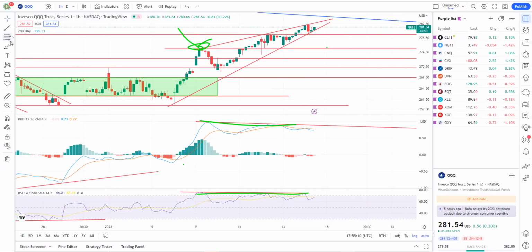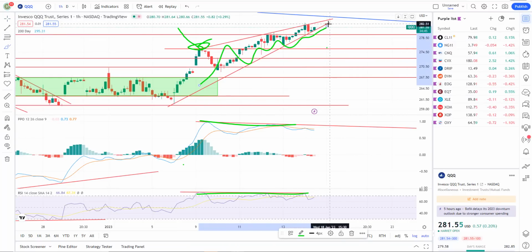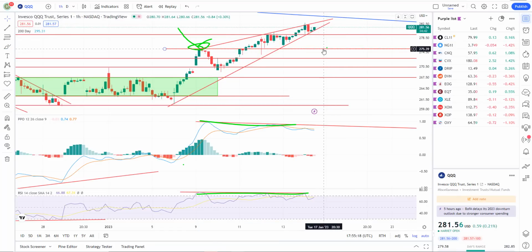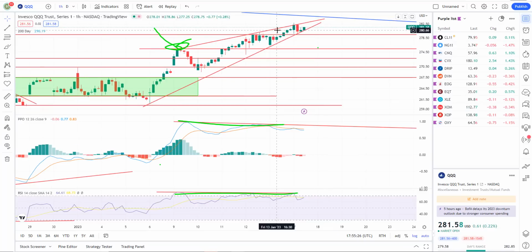Okay, so to wrap it up, again, very simple. We just watch this wedge pattern. We get the breakdown of that. That's likely going to bring us down to the first level of support, which is about 275, 275.50, somewhere right in there. And that's it. Until we get that breakdown, we're likely going to see the market continue to kind of grind around within this wedge.